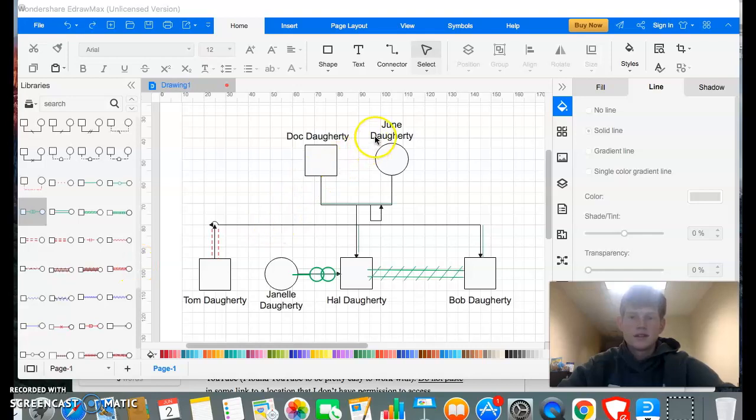So 10 minutes into my genogram, I finished my dad's side of the family. I have my grandparents up here, and then my dad's two brothers, Tom and Hal. I've used some lines to show their relationship. So my Uncle Tom has a hostile relationship with his parents, and then my Uncle Hal has a good marriage with my Aunt Janelle, and then my Uncle Hal and my dad are best friends. So that's where I'm at right now.